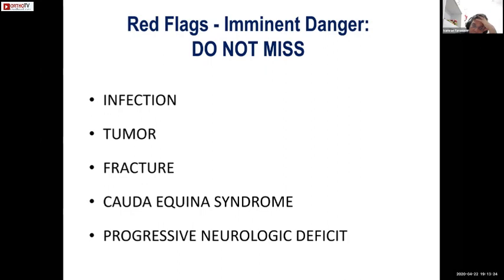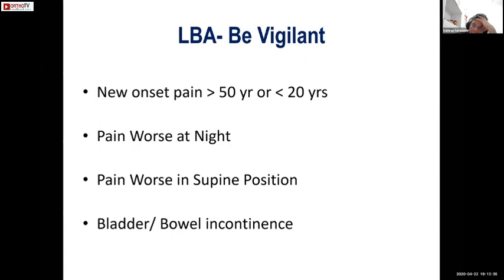We cannot miss it. So whenever we are taking a history of a spine patient, we should rule out these in the history itself. When taking a low backache history, be wary of a new onset of pain in patients more than 50 years, as it may herald a tumor or malignancy, and in those less than 20 years, because in less than 20 years the incidence of mechanical back pain because of degenerative disease is very, very less. So we should be aware.